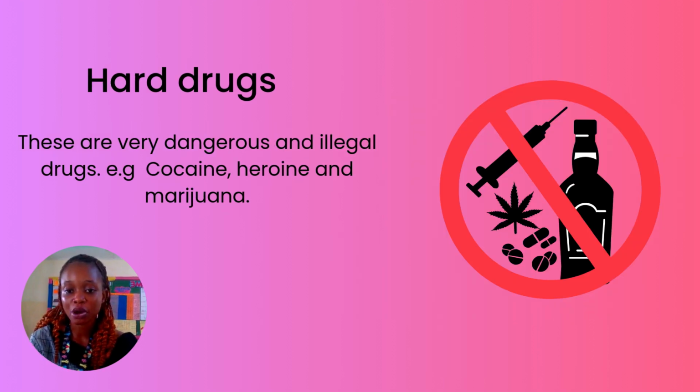The next type of drugs we're going to be looking at is what we call hard drugs. Hard drugs are very dangerous and illegal drugs. They are illegal because they are not permitted to be used, and people caught using them are most times arrested. Examples are cocaine, heroin, marijuana, and many more. They are very easy to abuse, and once abused, they have detrimental health effects. They can cause death, sicknesses of all kinds, mental instability, and many more. These drugs are extremely dangerous and harmful, which is why they are not legal and people are not allowed to use them for any reason whatsoever.